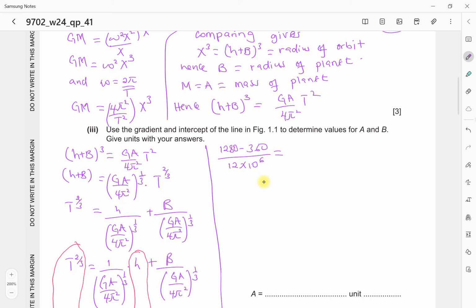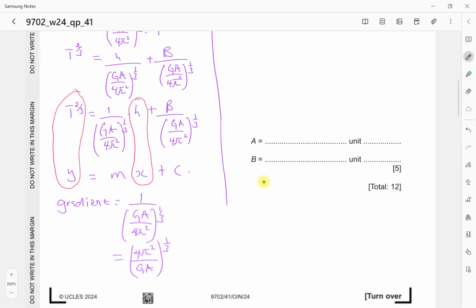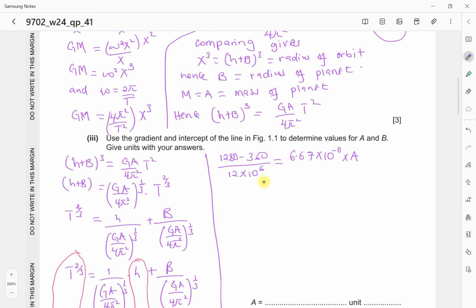So this is going to be equal to 4 pi squared divided by 6.67 times 10 to the power of minus 11, then times A, and this is raised to the power of 1 over 3. So I'm just going to raise the gradient to power 3, then I cross multiply and find the answer.